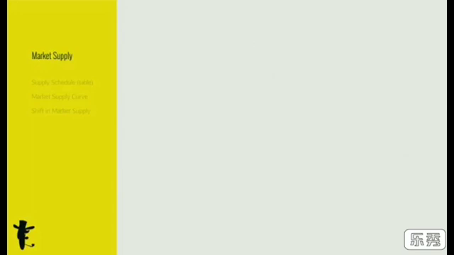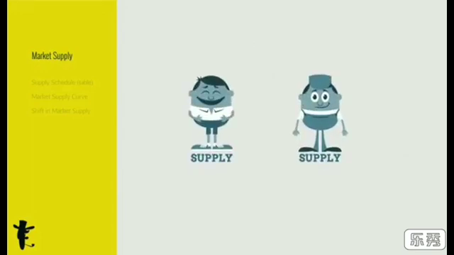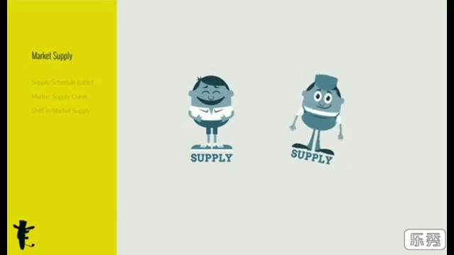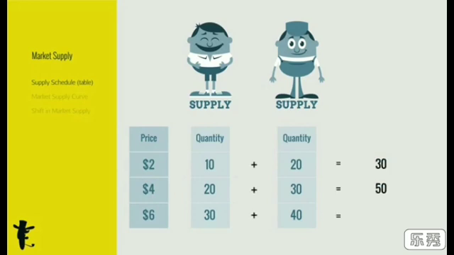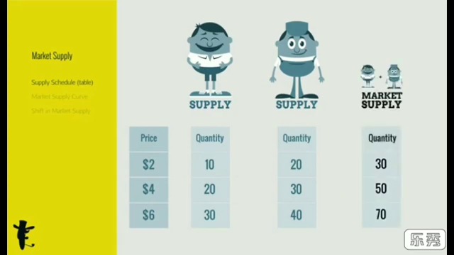Suppose in our market, there are only two producers, John and Tom. These are their supply schedules for cakes. Add up the cakes at every price, and this is our market supply schedule.